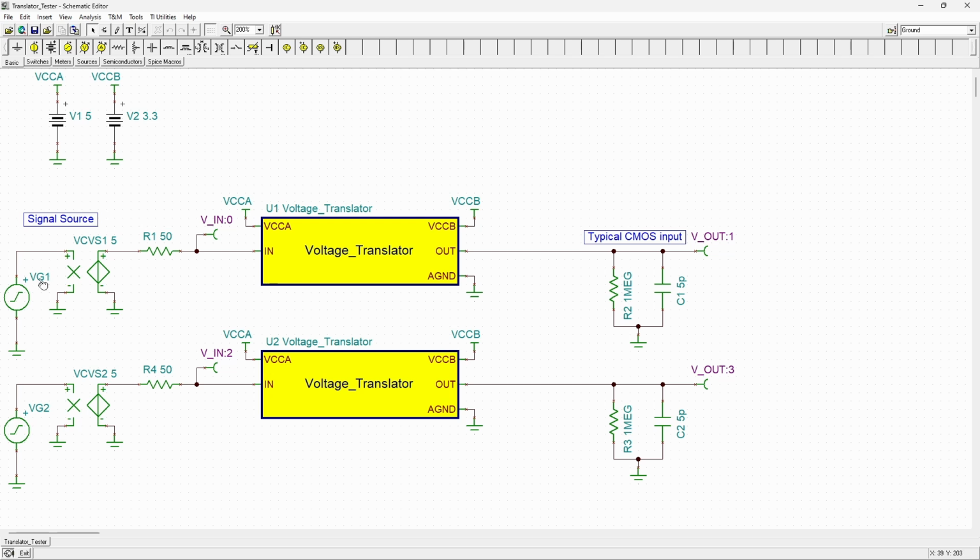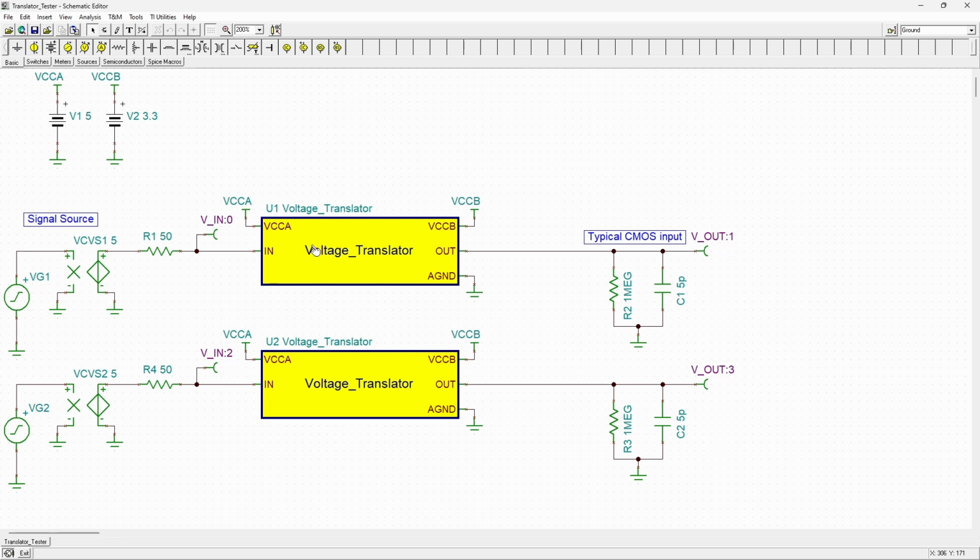So the first one, VG1, is a square wave and VG2 is a triangle wave. Both of these output 1 volt, and then that gets converted through the voltage-controlled voltage source to be whatever voltage I'd like. So in this case, I'm multiplying it by 5, so I'm going to get a 5 volt signal out. I added a 50 ohm resistor to make that a 50 ohm source, and then that's going to be put directly into my voltage translator circuit, whatever that is.